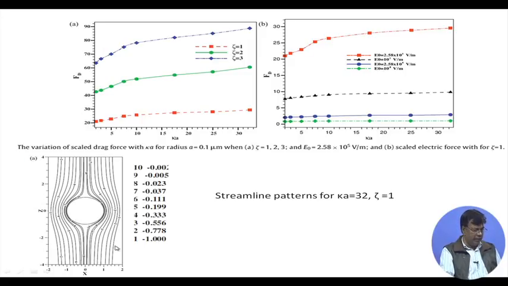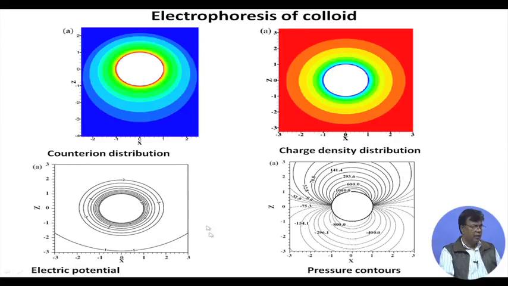This is the streamline pattern, no doubt it looks like a Stokes flow. The streamlines are forming a linear Stokes flow kind of pattern, with no separation and eddy formation. And this is showing the counter ion distribution. So, it is negatively charged, showing positive ion distribution around the particle. So, this is the particle. What you can see is the deformation of the double layer is quite evident, and this is the charge density distribution, the scaled rho e, near the particle.